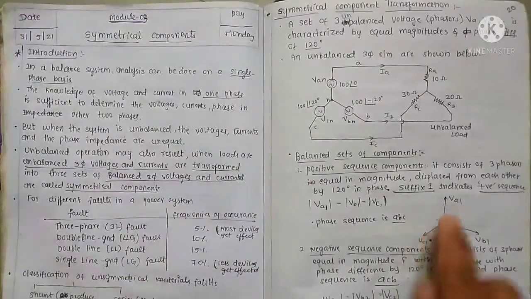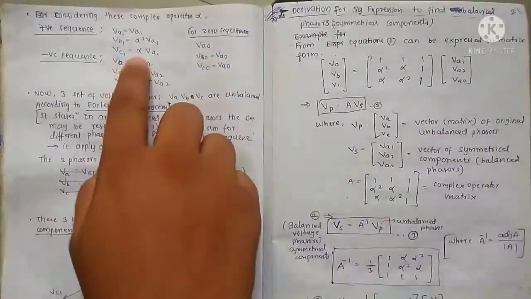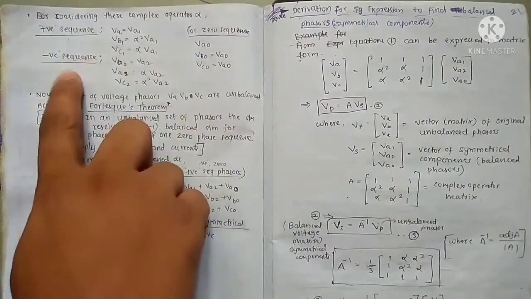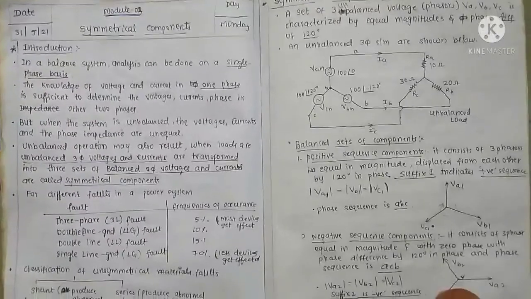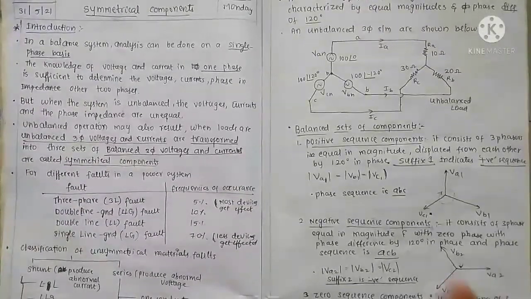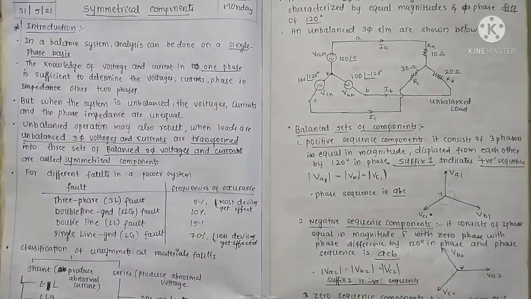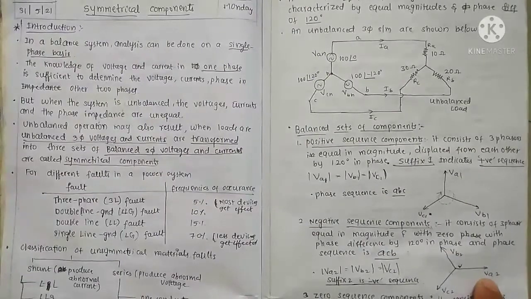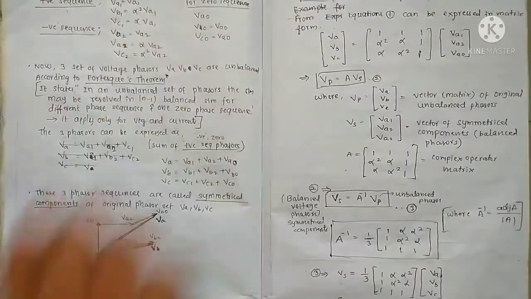Similarly, VC1 is just 120 degrees apart from VA1, therefore VC1 is equal to alpha times VA1. Similarly for the negative sequence components, VA2. This is the sequence ACB, right? VA2 is equal to VA2 because there is no phase difference.